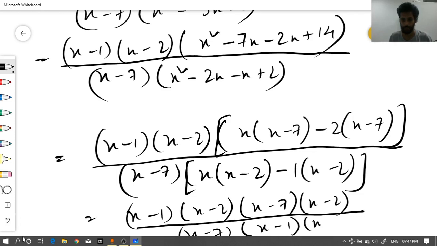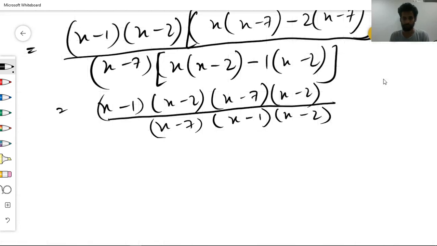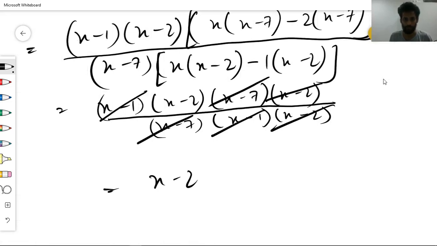Minus 1, x minus 2. So now you can see this part will get cancelled with this one, this one with this one, this one with this one. So the answer is x minus 2. So this is the answer.